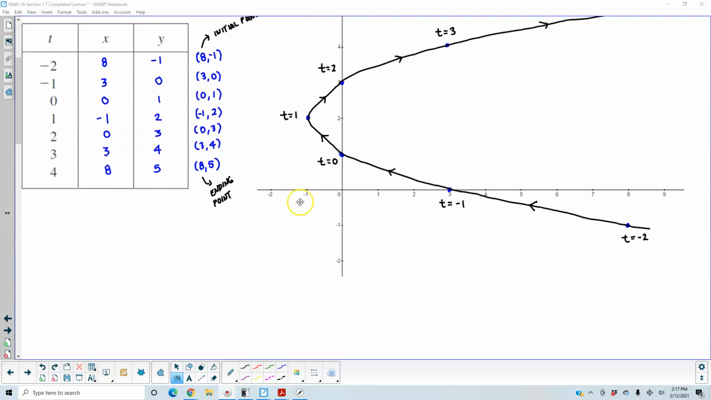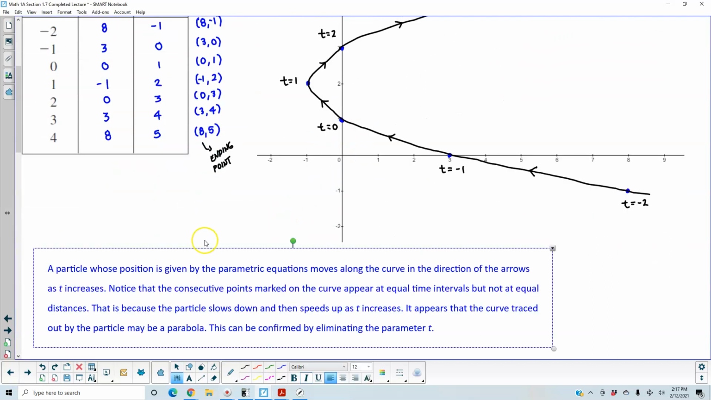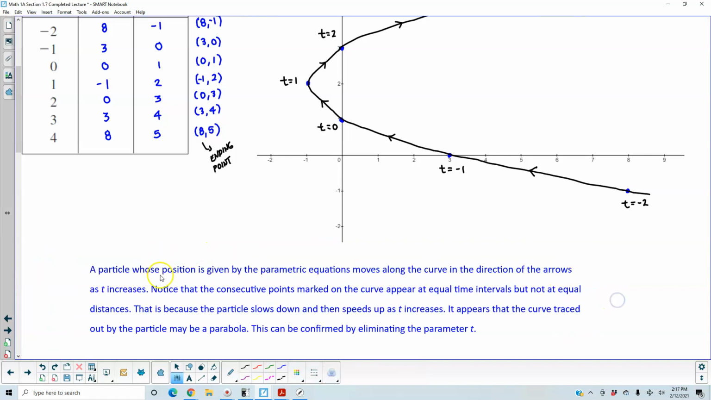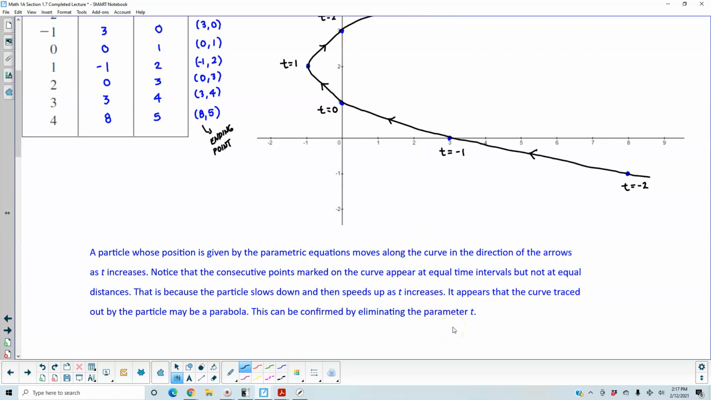Okay, so let's describe this parametric curve here. We can say that a particle whose position is given by the parametric equations moves along the curve in the direction of the arrows as t increases. Notice that the consecutive points marked on the curve appear at equal time intervals, but not at equal distances. That is because the particle slows down and then speeds up as t increases. So it appears that the curve traced out by the particle may be a parabola. Now this can be confirmed by eliminating the parameter t.